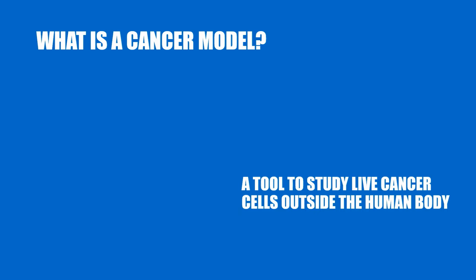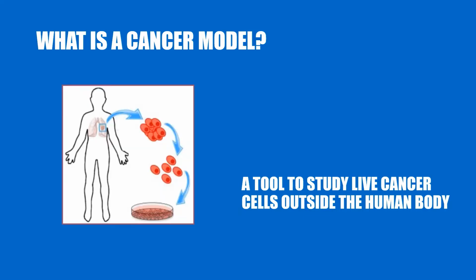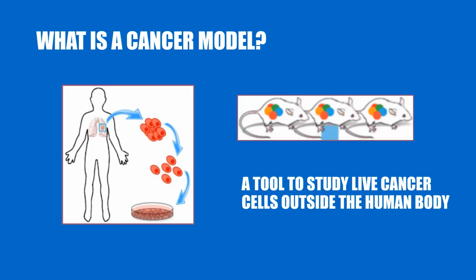What is a cancer model? Basically, a cancer model allows researchers to study live cancer cells outside the human body. One type of model is called a cell line, which consists of immortalized cancer cells growing in a lab dish. Some other model types are mice, genetically engineered to have cancer, or that have human cancer cells growing under their skin.